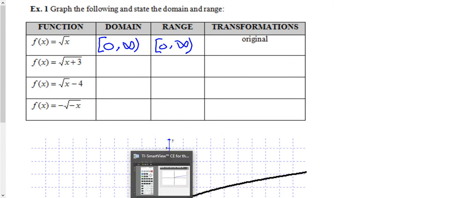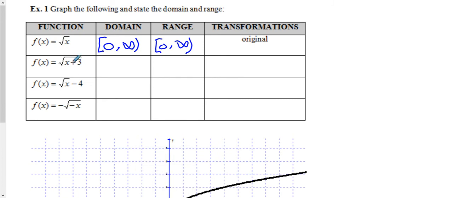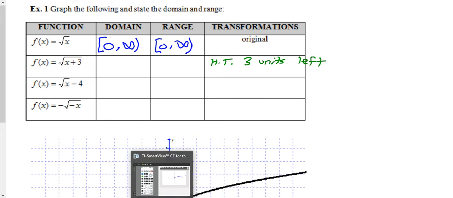In my next graph, I have f of x equals square root of x plus 3. Well, of course, plus 3 was a horizontal translation, so I'm going to quickly write that down. So this one here, we have a horizontal translation, 3 units. And of course, if it's plus 3 inside my function, it's going to be 3 units to the left. And of course, if I'm moving things to the left, it should only be affecting my domain here, not my range. But just to double check, I'm going to go to my graphing calculator to type this in.